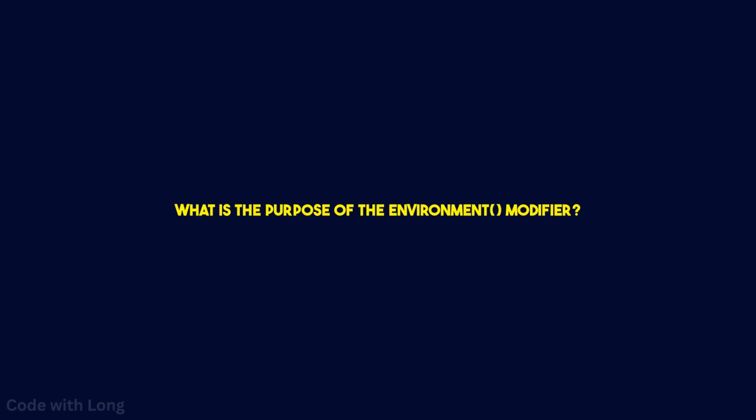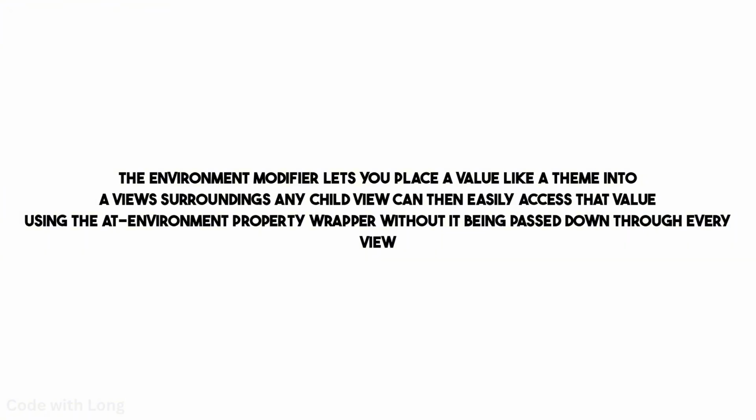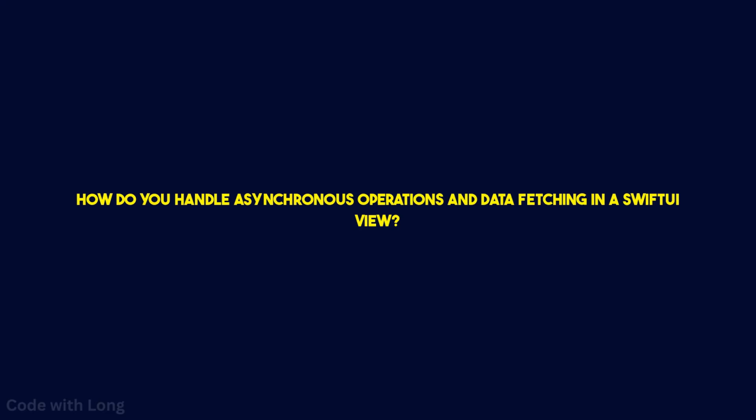What is the purpose of the .environment modifier? The environment modifier lets you place a value, like a theme, into a view's surroundings. Any child view can then easily access that value using the @Environment property wrapper, without it being passed down through every view.